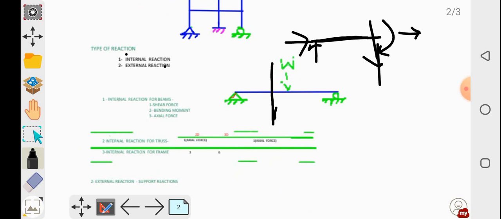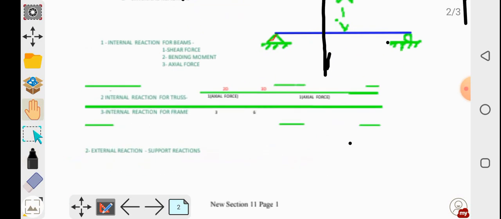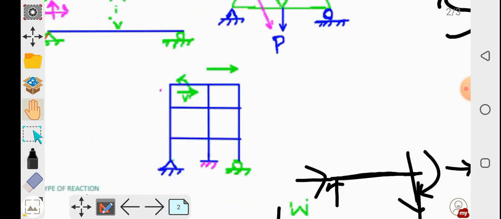We have various types of structural elements. For example, we have the beam, which we have already discussed. Now we'll discuss the internal reactions for other elements. I have made a table here also. Internal reaction for truss. I have made a truss here.